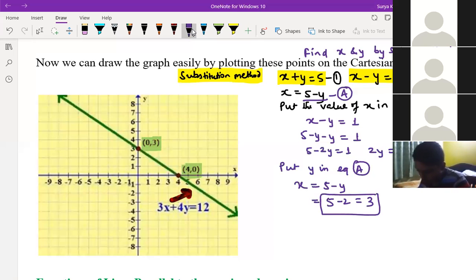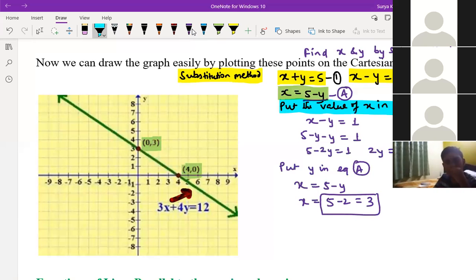It is not necessary that you put it in A only. You can put it in first also, second also, your wish. But here is something very important. If you are finding x from the first equation, then you should put it in equation second only. Remember that. This is very important, children. Don't put it in the same equation.